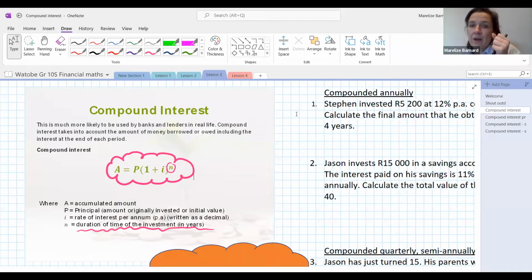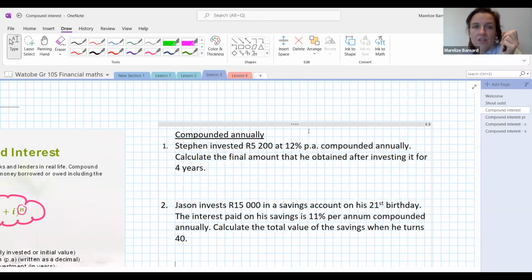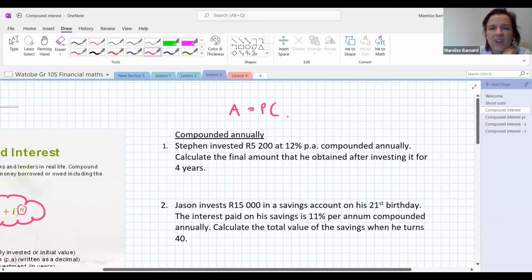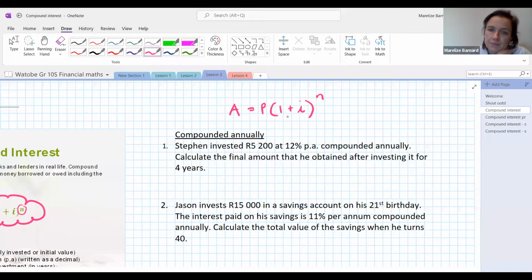Okay, right. Let's start our first question. And I hope you have your calculator ready. Let's have a look at this first question. Stephen invested $5,200 at 12% per annum compounded annually. Calculate the final amount that he obtained after investing it for 4 years. Okay, so I'm going to write our formula at the top here, and I'm not going to write it each time, so maybe you can also just write it at the top of your page. And we can go through the question and identify our variables.